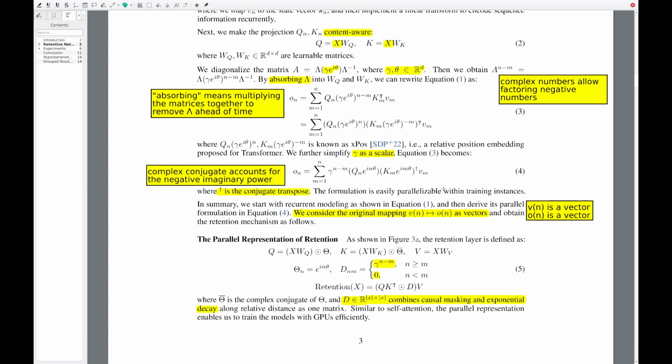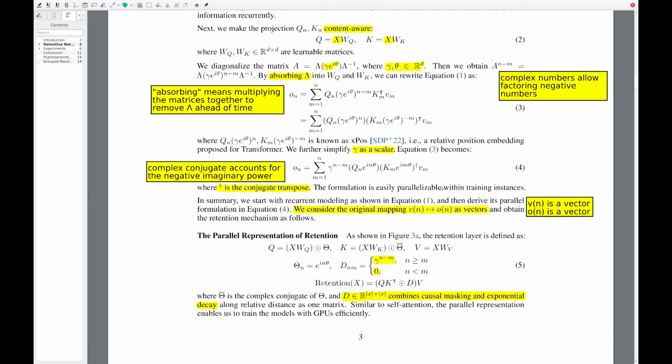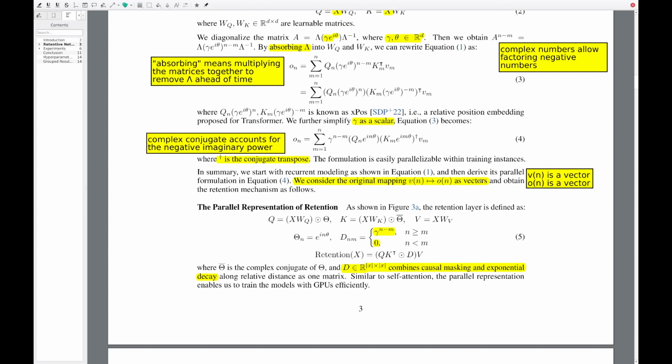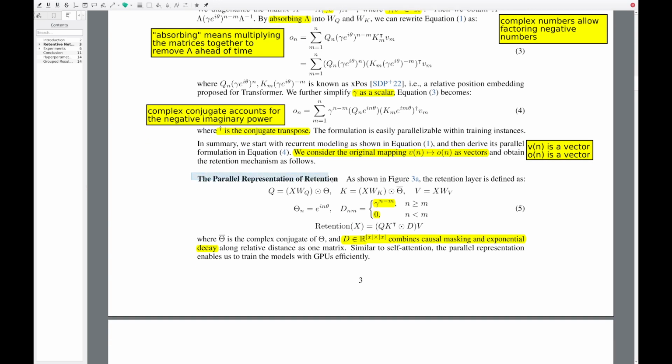And the next step that they take is to vectorize the entire thing, treating v of n and o of n as vectors. And this brings them to a parallel representation. So they started with a recurrent representation, and now they have a parallel representation. And this one's going to be vectorized as well.